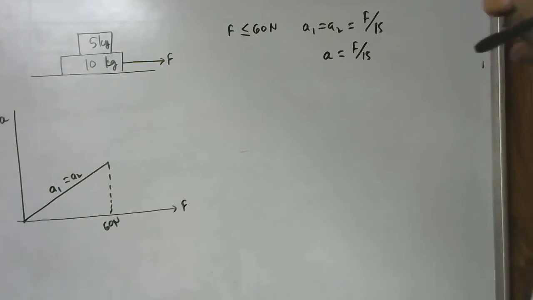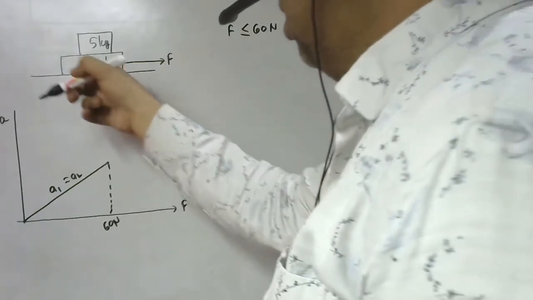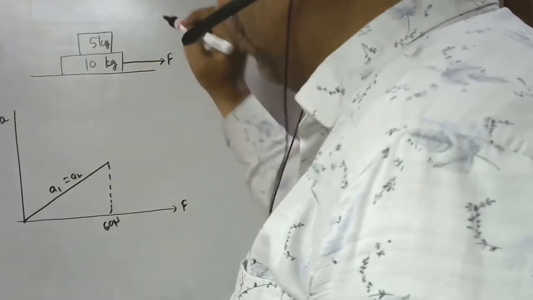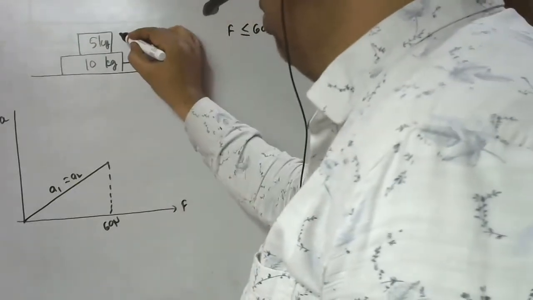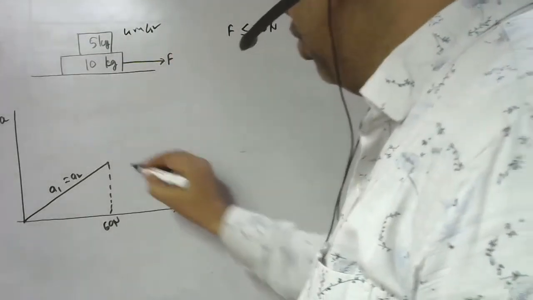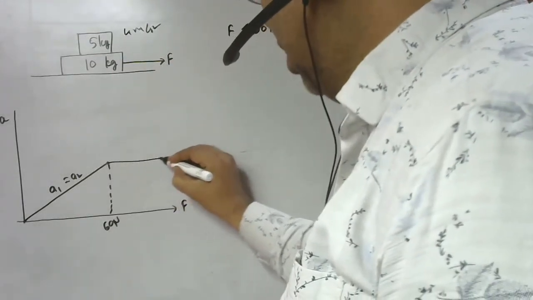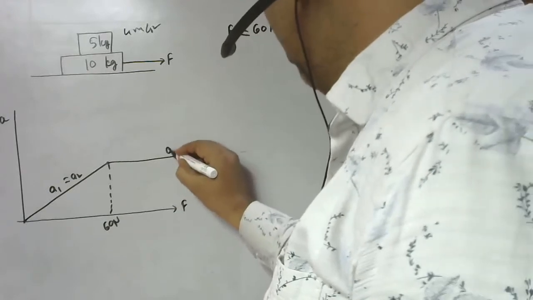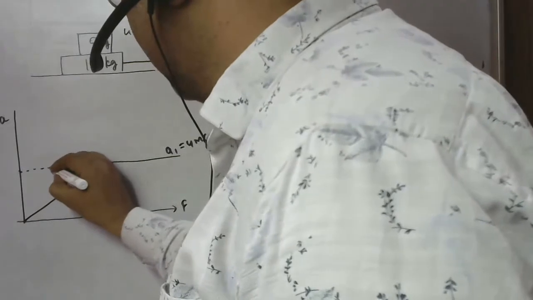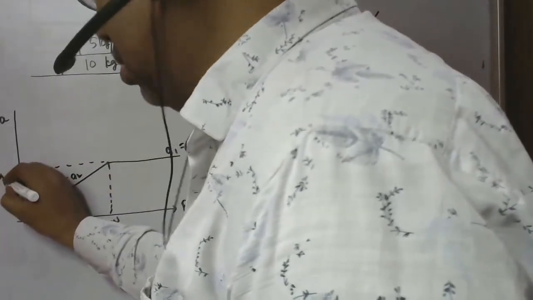So A1 equals A2, and this is up to 60 Newton. Now after 60 Newton they will have different accelerations, where the upper block will have a constant acceleration of 4 meter per second square whatsoever the value of F. So its acceleration A1 will be equal to 4 meter per second square. So this is the maximum acceleration, 4 meter per second square.